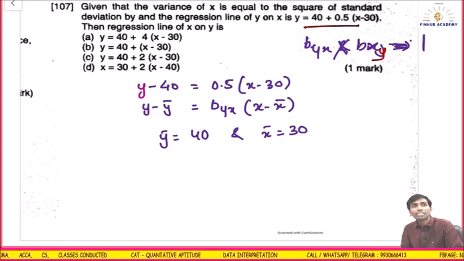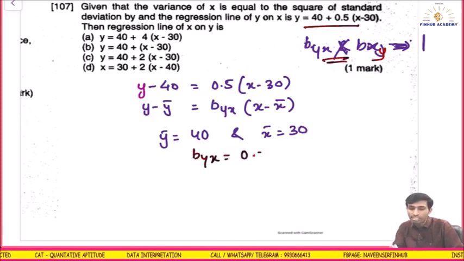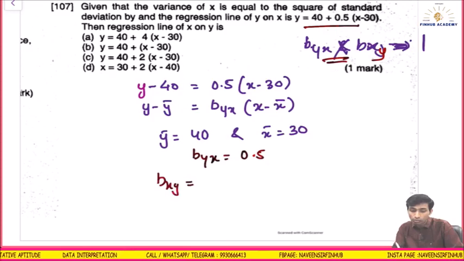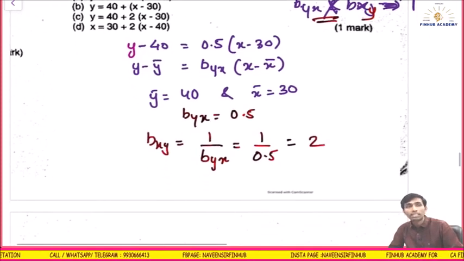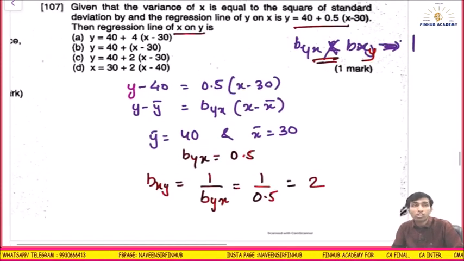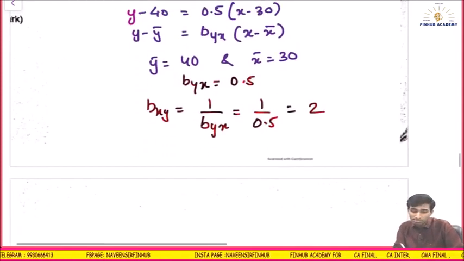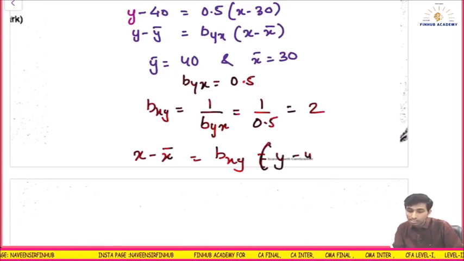Now, if these two are reciprocal, my b y on x is how much? b y on x is equal to 0.5, correct? So that means b x on y is equal to 1 upon b y on x. 1 divided by 0.5 is what? 2, correct? Now I found 1 divided by b y on x. Ultimately they are asking us x on y, so again I will make an equation: x minus x bar is equal to b x on y into y minus y bar.